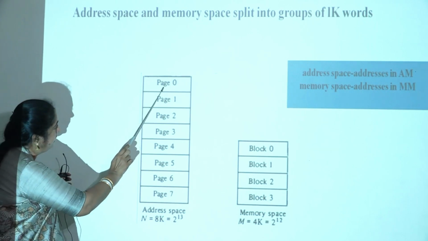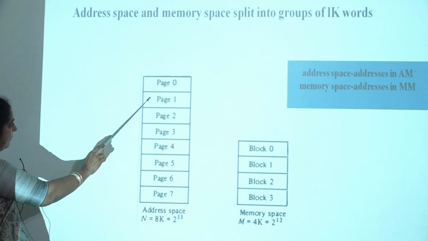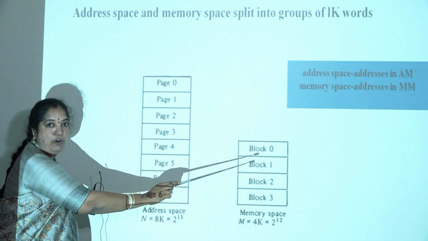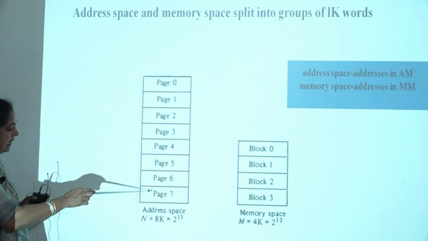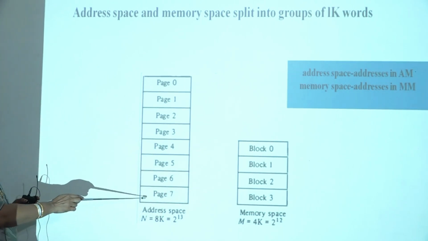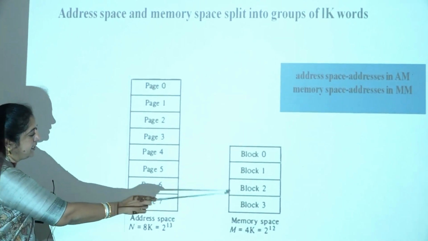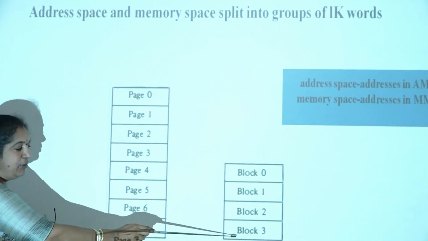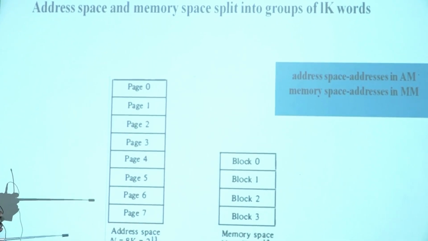Now the page size and block size are the same, so one page can be accommodated into one block. The only thing is that here we have only 4 blocks, while we have 7 pages. So in the virtual memory concept, any 4 pages we store in this memory space and we start the execution. That is the main concept.